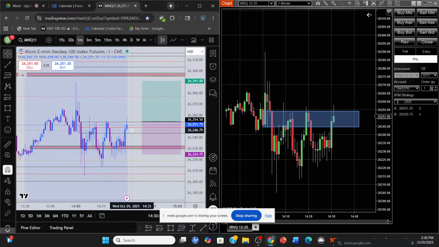We create a fair value gap right here if we could, but still, even if we create it, I don't care about it. The number one thing is closing above here. That's what I want to see. If we don't do that, then there's no bias.